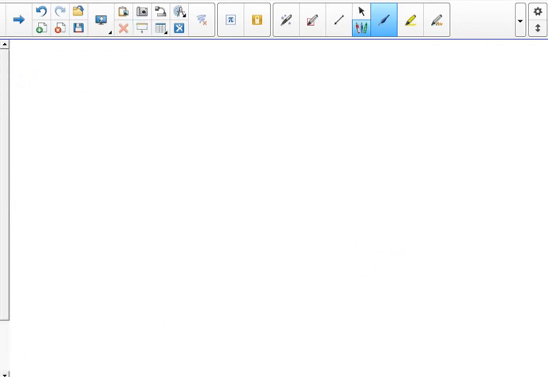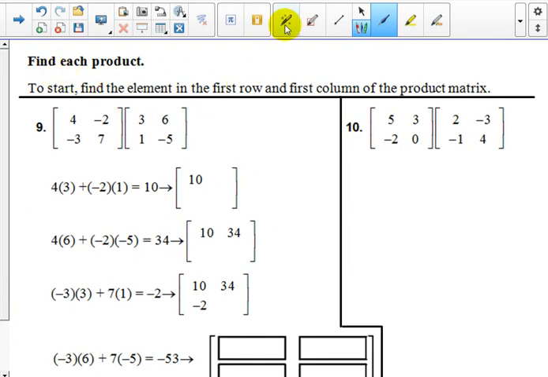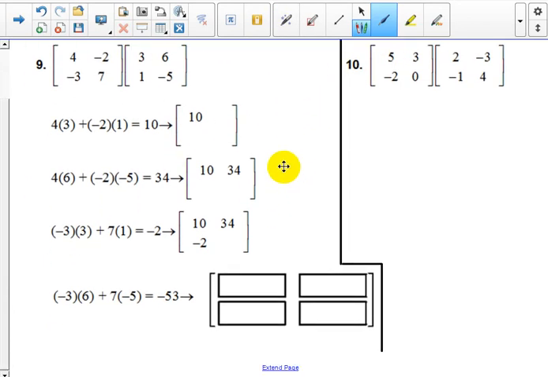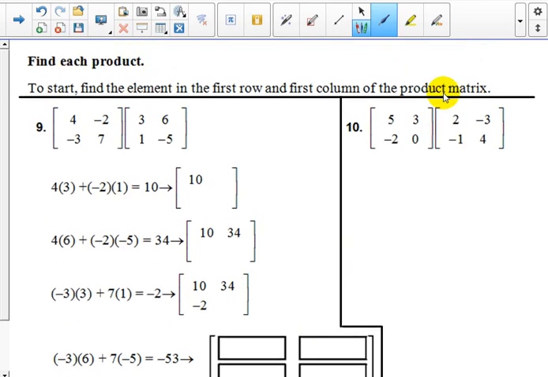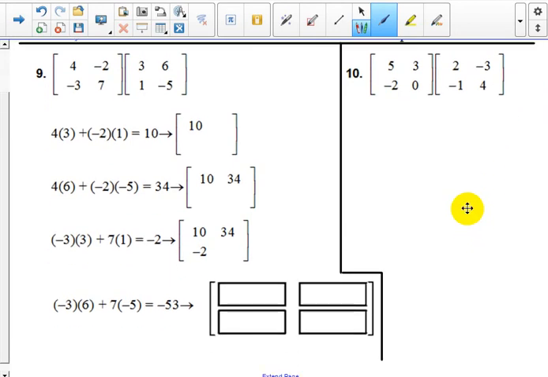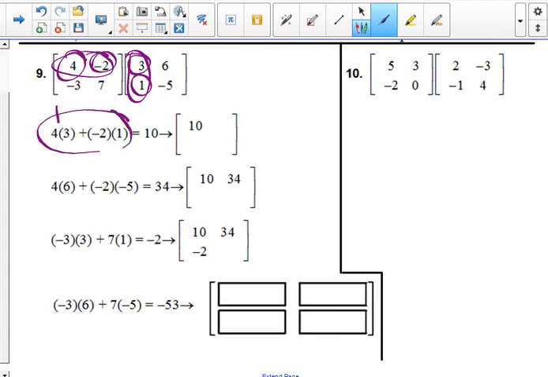All right, let's look at our homework. Numbers 9 and 10 are on the back of the page. 9, 10, 11, 12 go with this. Yeah, we're making good time. So let's do number 9 together. It says, find each product. To start, find the element in the first row, first column of the product matrix. So here we go. There's your first row, first column. So we're going to go 4 times 3 plus negative 2 times 1. That's going to be 12 plus negative 2, which is 10. And that goes in that first element.